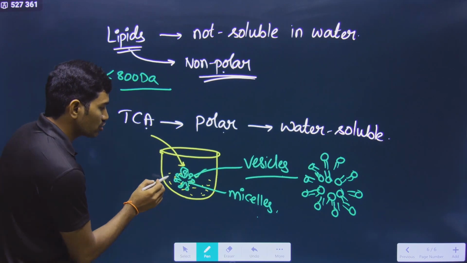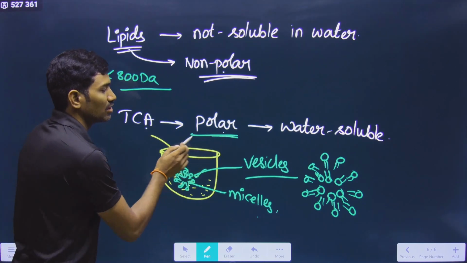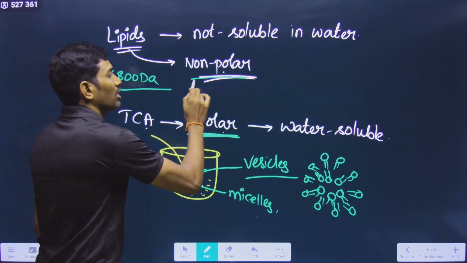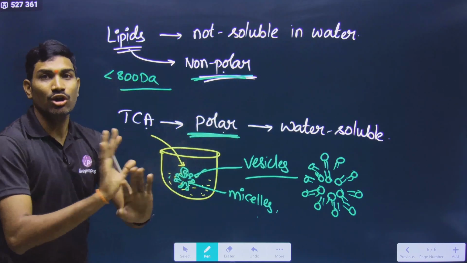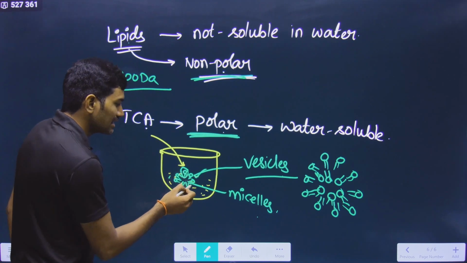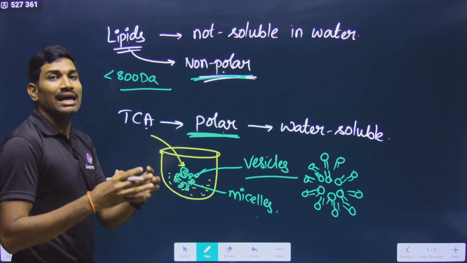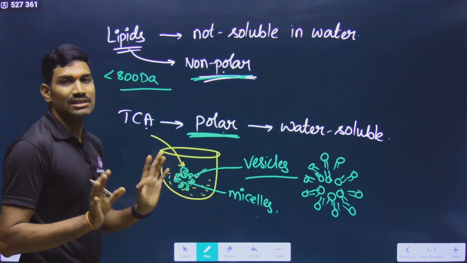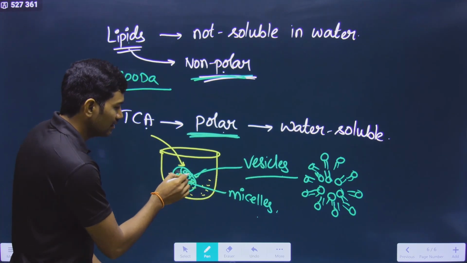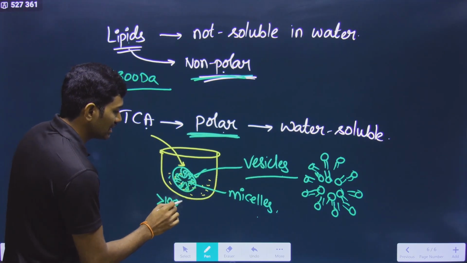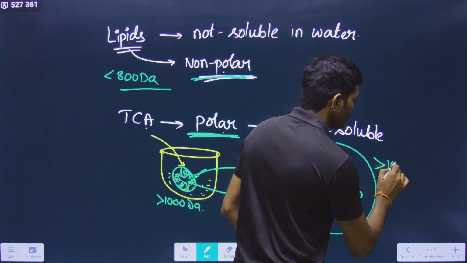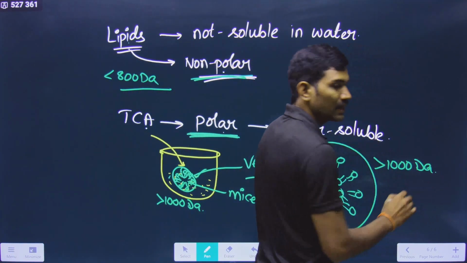But the solvent we used is a polar solvent. Since it is a polar solvent, and lipids are non-polar, these two are not mixed. And then what happens? These lipids are present together as micelles or vesicles. And because of this, what happens? What is the size of this vesicle? Now it is more than 1000 Daltons. What is the size of this particular one? More than 1000 Daltons. Understood or not?